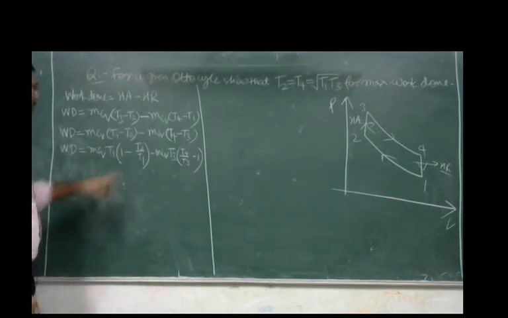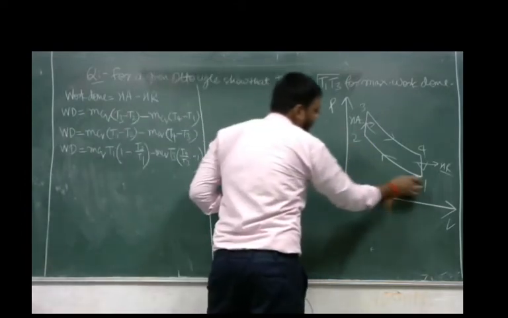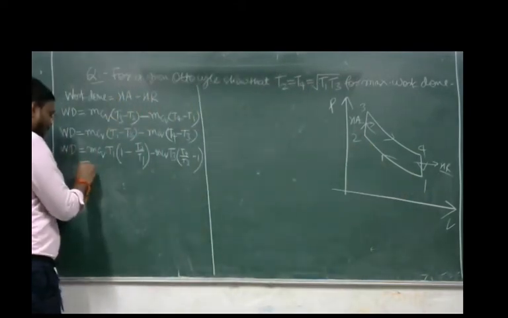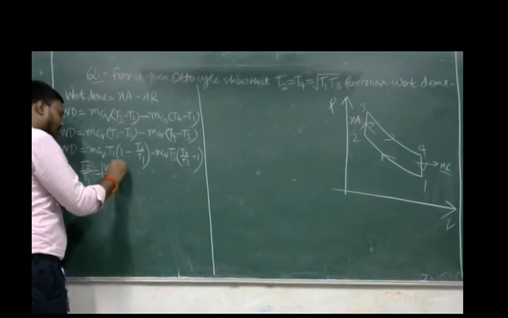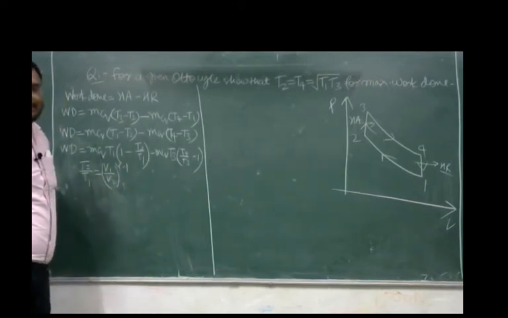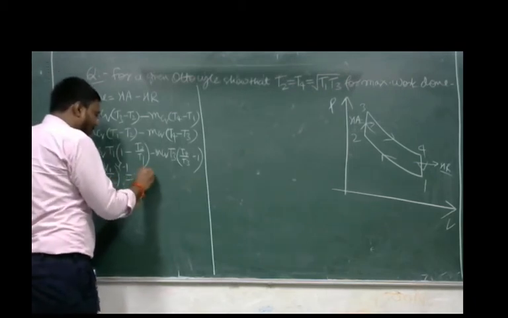Now we know very well the ratio T2 by T1 in terms of volume. We can say that T2 by T1 is equal to (V1 by V2) to the power gamma minus 1, and V1 by V2 is nothing but the compression ratio R. So T2 by T1 should be equal to R to the power gamma minus 1.